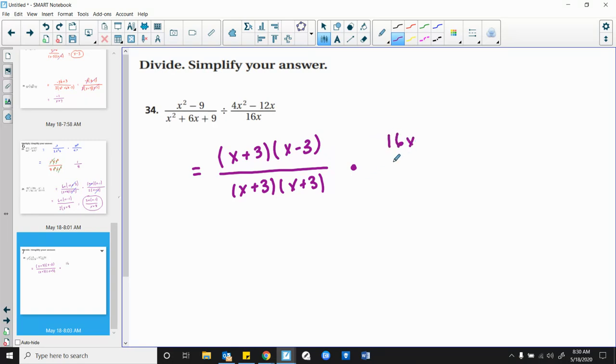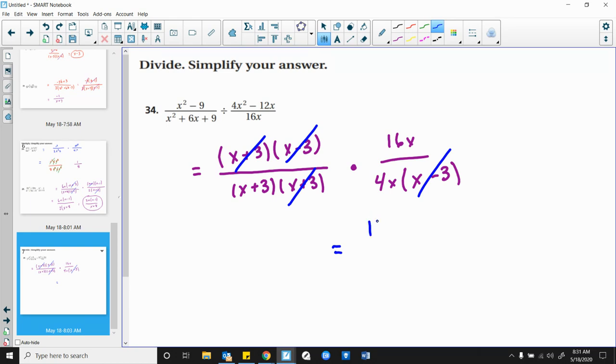So 16x over. Now, this is going to the bottom, but there's a GCF of 4x that I can factor out. So I'm going to go ahead and do that. My 4x factors out, and I'm left with just x minus 3. Okay? Right off the bat now, I can see that I have an x plus 3 that's going to cancel with this x plus 3. I have an x minus 3 that's going to cancel with this x minus 3. Okay? What am I left with now?